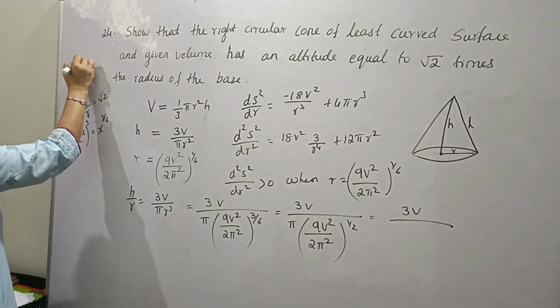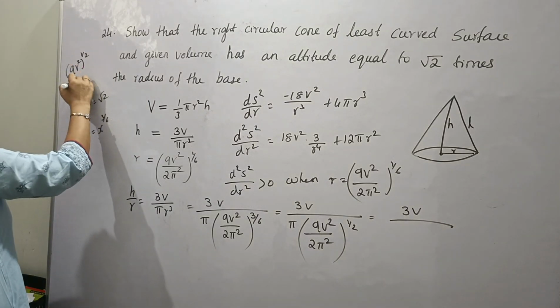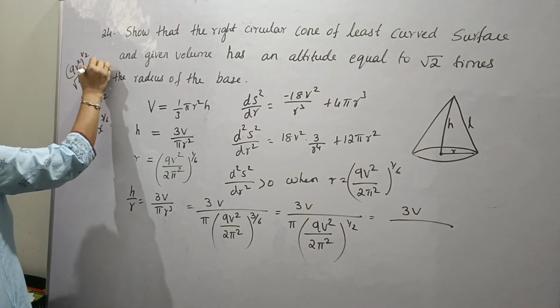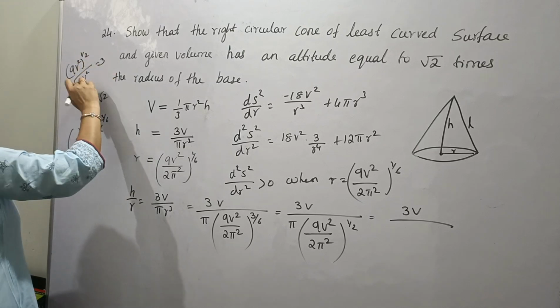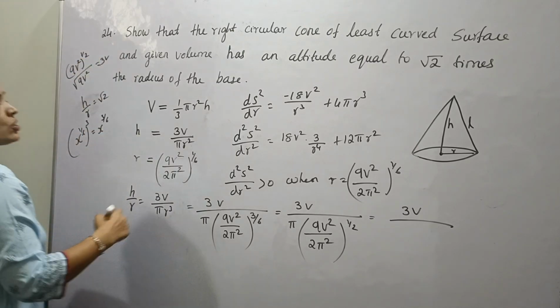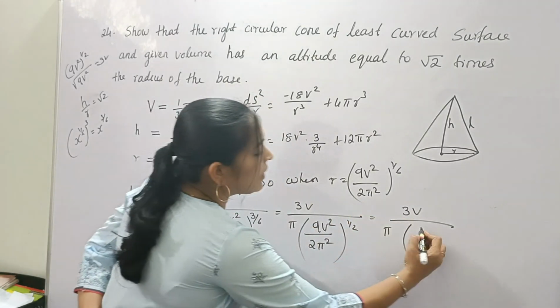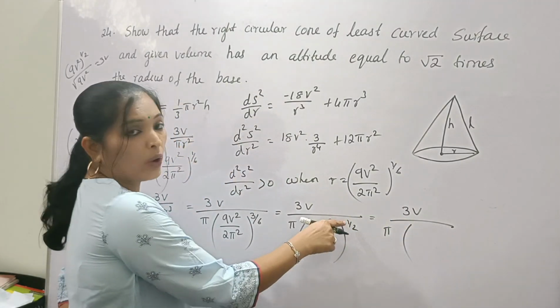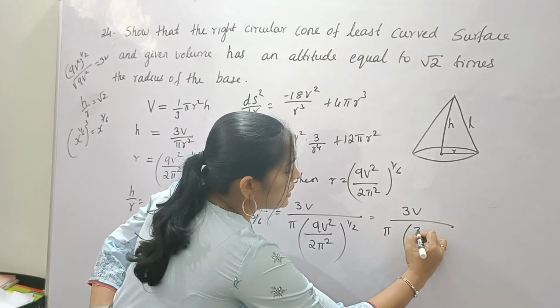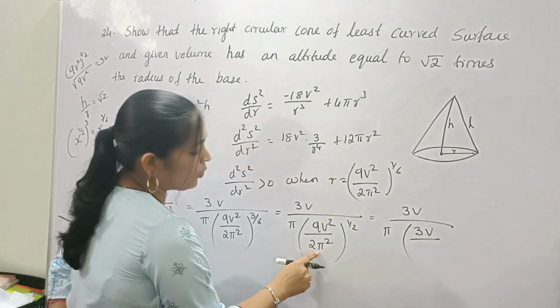See, 9v square whole raised to 1 by 2 means square root of 9v square. Square root of 9 is 3, square root of v square is v, right? So 3v is the pi into 3v, the square root of 9v square. So 3v divided by, what about this one?